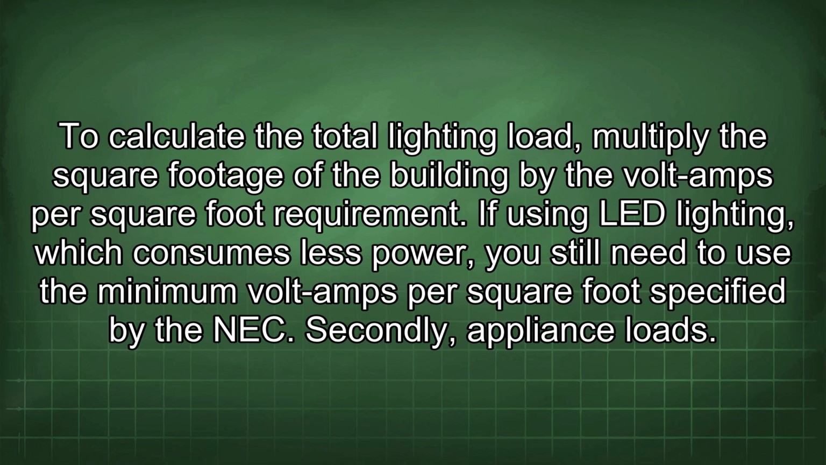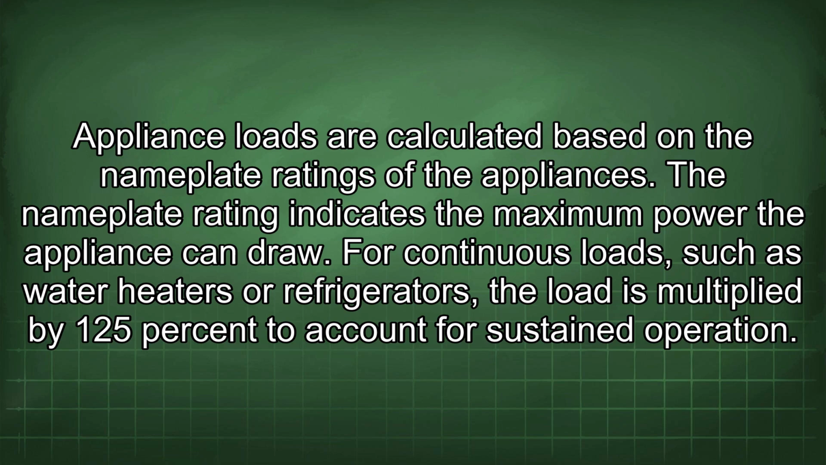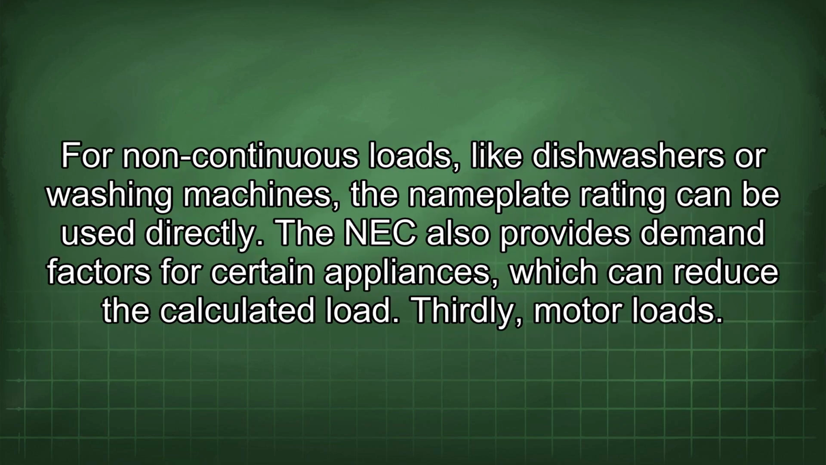Secondly, appliance loads. Appliance loads are calculated based on the nameplate ratings of the appliances. The nameplate rating indicates the maximum power the appliance can draw. For continuous loads, such as water heaters or refrigerators, the load is multiplied by 125% to account for sustained operation. For non-continuous loads, like dishwashers or washing machines, the nameplate rating can be used directly. The NEC also provides demand factors for certain appliances, which can reduce the calculated load.